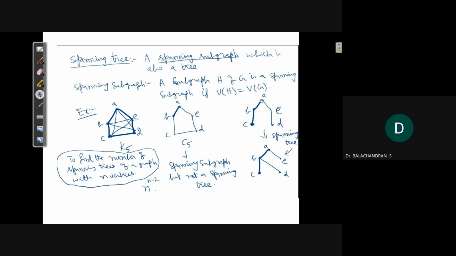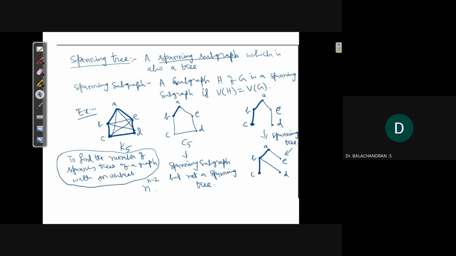But this one, A, B, C, E, D, is actually a spanning tree of this graph because it contains all the vertices A, B, C, D, E, but it does not contain a cycle. Similarly, this is also a spanning tree of this graph because it contains all the vertices and also has no cycle.